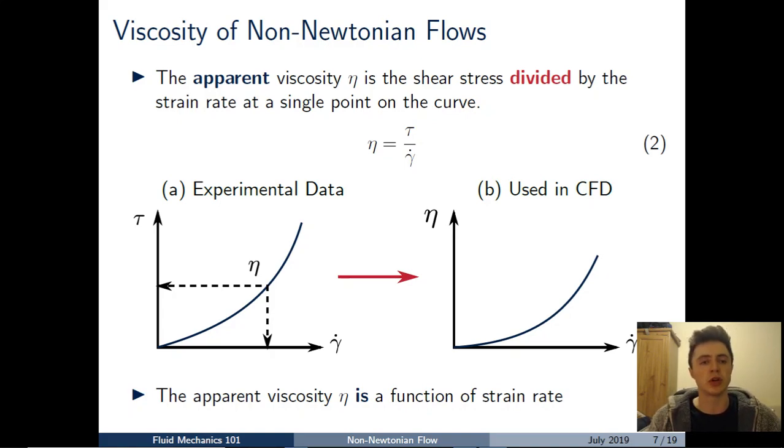And what we would do is, if we take our experimental data there on the left and we pick off a point on the curve, we read off the shear stress and the strain rate, divide them, and that gives us our apparent viscosity eta. And if we plot eta, we find that the apparent viscosity is a function of strain rate. So we're going to have to use a slightly different treatment in our Navier-Stokes equations when we use our CFD code.